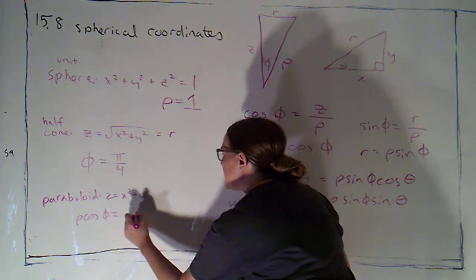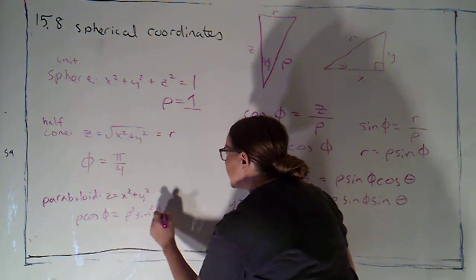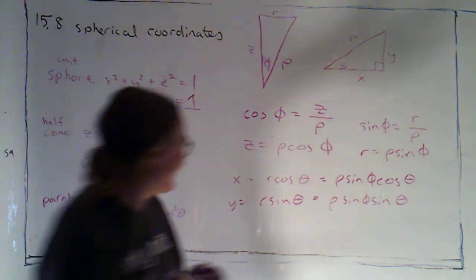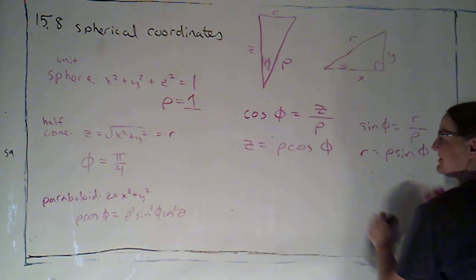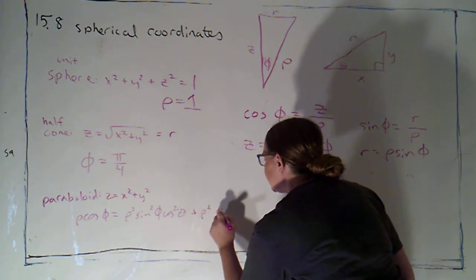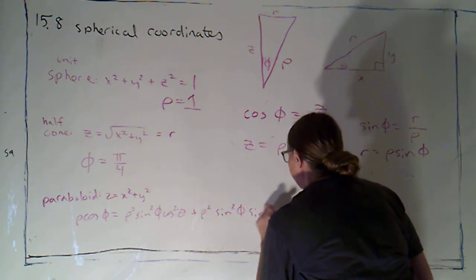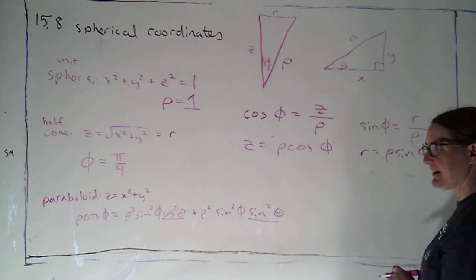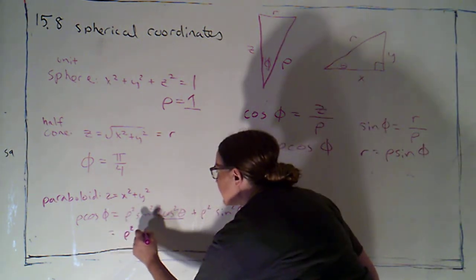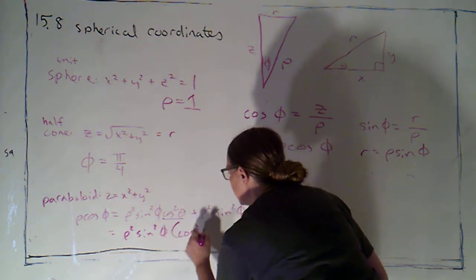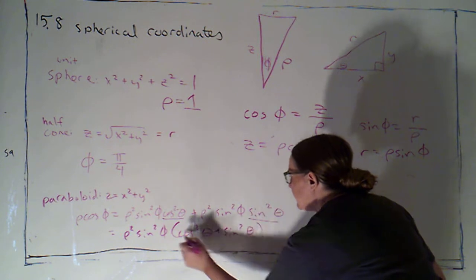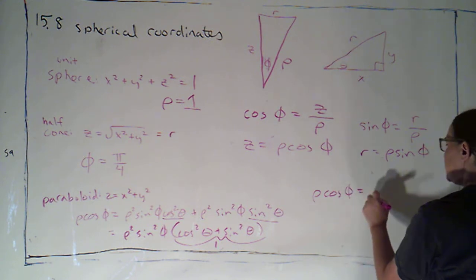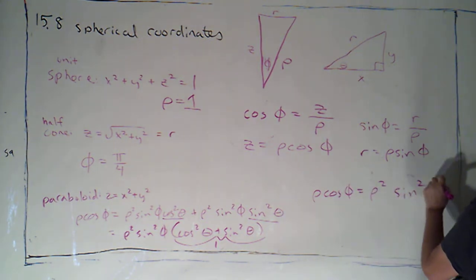So x squared is then rho squared sine squared phi cosine squared theta plus rho squared sine squared phi sine squared theta. And then I can simplify a little bit because I see the cosine squared here and the sine squared here. So I can say this is rho squared sine squared phi times cosine squared theta plus sine squared theta. And that just drops out and becomes 1. So we get rho cosine phi is equal to rho squared sine squared phi.